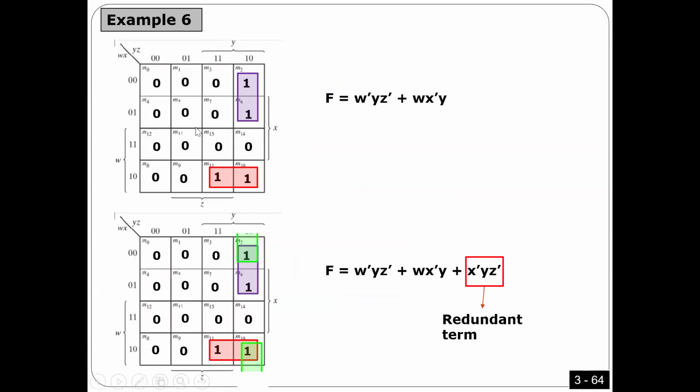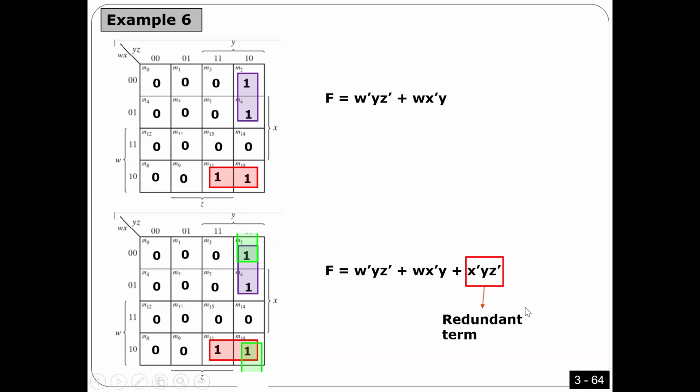Let's have one more example here, example number 6. Here I have only 4 ones, so I can take these 2 together. I can take these 2 together. Someone can add one group here, this way, the green one. So this green one is redundant.